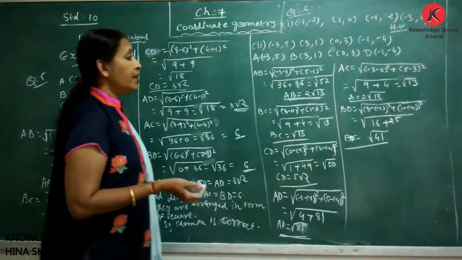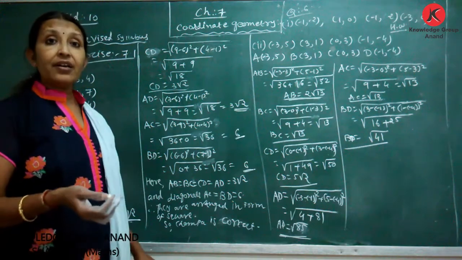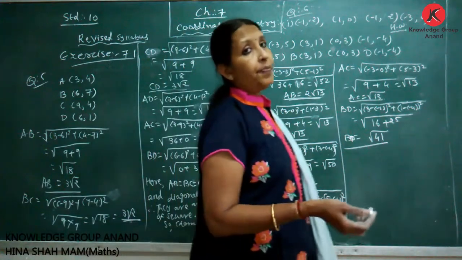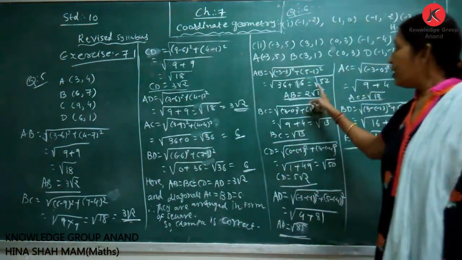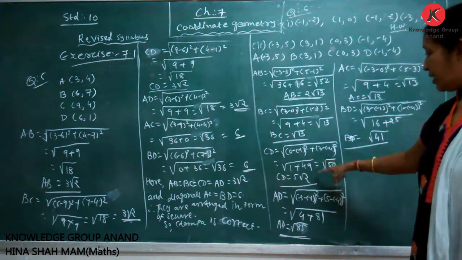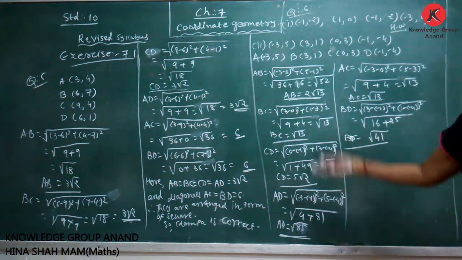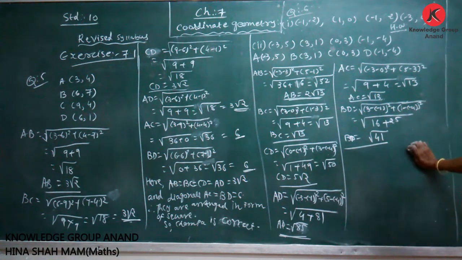Here we decide whether it is a quadrilateral or not, and which type. Suppose it is a parallelogram, then opposite sides are equal: AB is equal to CD. But here they are not equal. Therefore it is not a parallelogram. For a square all sides must be equal, which is not possible. For a rectangle, opposite sides must be equal, but it is not a parallelogram. Therefore it is not a square, rhombus or rectangle.